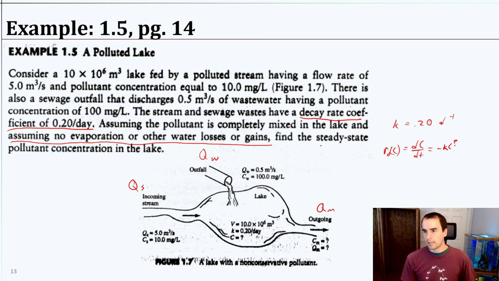Okay, the last thing I'm going to mention here is it said find the steady state pollutant concentration in the lake. So that means we have the steady state assumption, and we don't have to worry about any accumulation in the lake. Hopefully you were thinking about the 0.2 per day, that's going to be first order. Per time is first order reactions. So that's what our reaction term looks like, and then we'd add it into the context of this particular lake.